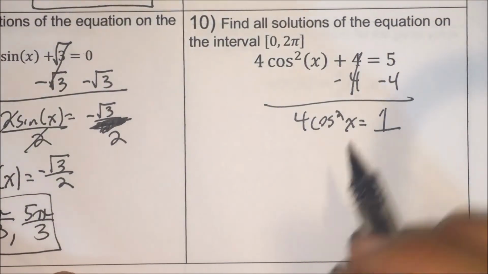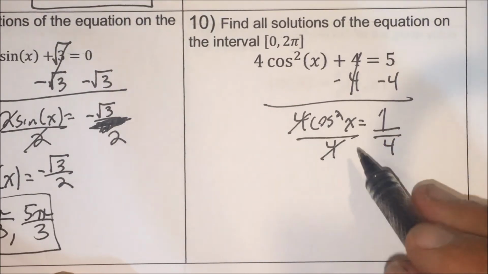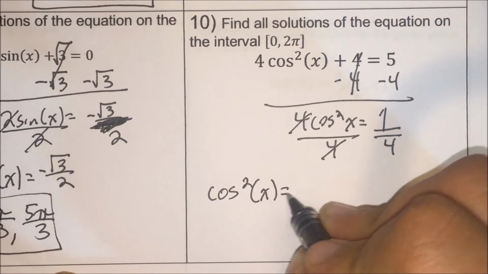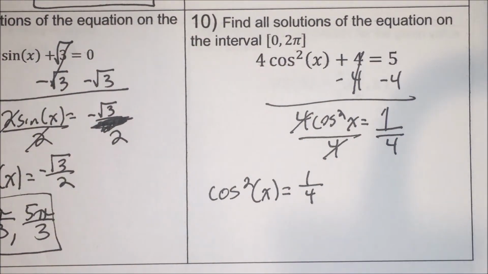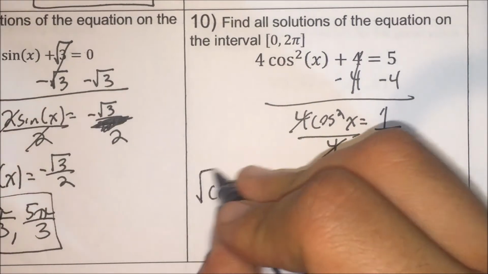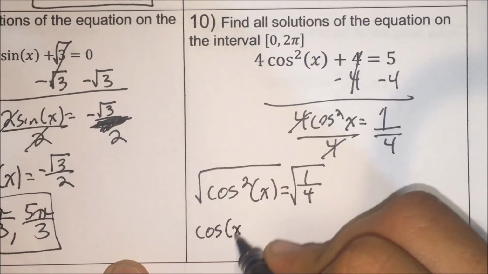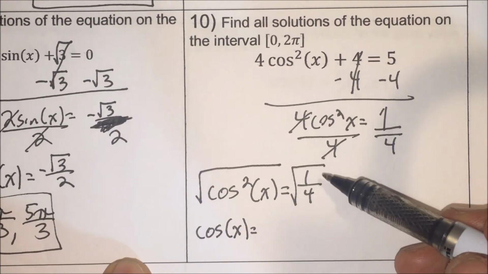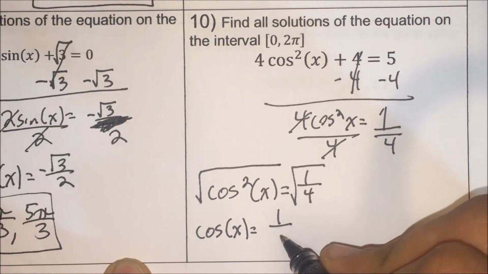Let's go ahead and take both sides and divide by 4. So that's going to cancel that 4 on the left. So we're left with cosine squared of x is equal to 1/4. And now what? Well, to get rid of that square, I want to take the square root of both sides. So that's going to give us cosine of x is equal to the square root of 1/4. And again, when you're taking the square root of a fraction, square root of the top, which is 1, square root of the bottom is 4.